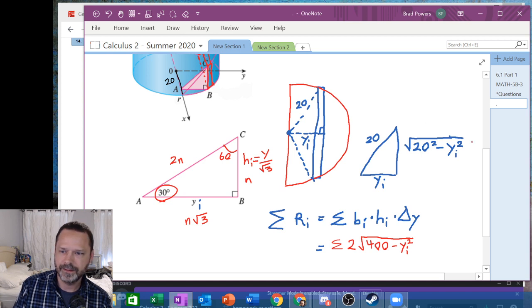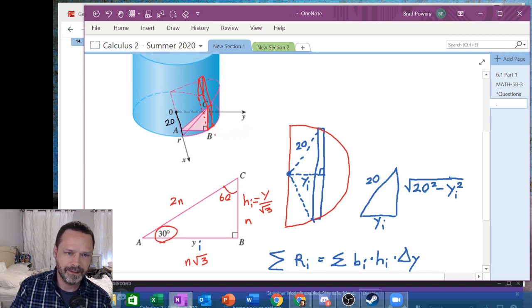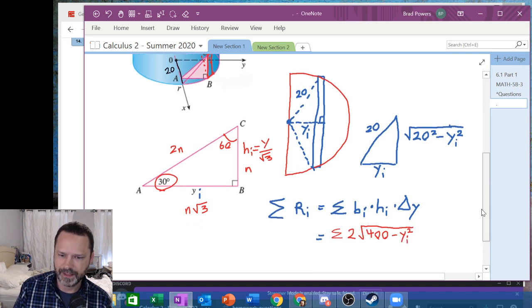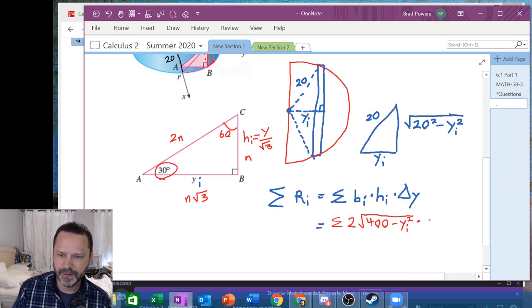This right here, go back to our picture. If you look at this, the height of this right triangle is the height of my rectangle. So that's why we're looking at this. So y root 3 is my h sub i, times y sub i times root 3. And then, what's my delta y?